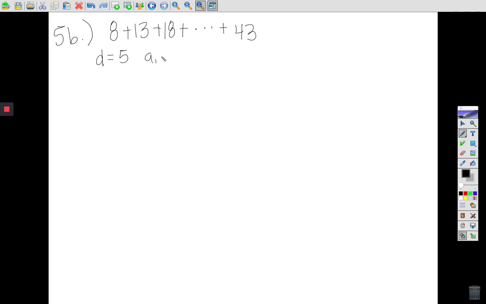Our first term is 8, right? And our last term is 43. Well, we still don't know what n equals. That's the big deal. That's what's holding us up from writing in that sigma notation form and figuring out what our sum is. So in order for us to figure out what n equals, we're going to plug it into our explicit definition. So 43 is equal to 8 plus 5 times n minus 1. And this is where we have to solve for n.